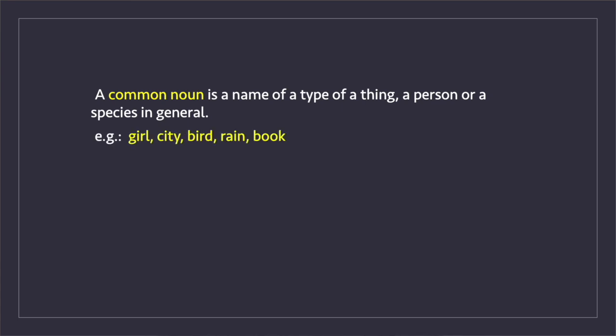Girl, city, bird, rain, book. You can see that they are all general names of people or a species or things. Look at the first sentence. The children played in the rain. I'm not talking about any specific names here. I just said children. And that's exactly why the word children doesn't begin with a capital C. And it's the same with rain. It's the name of something, it's not a specific name. The next sentence is my son is a doctor.